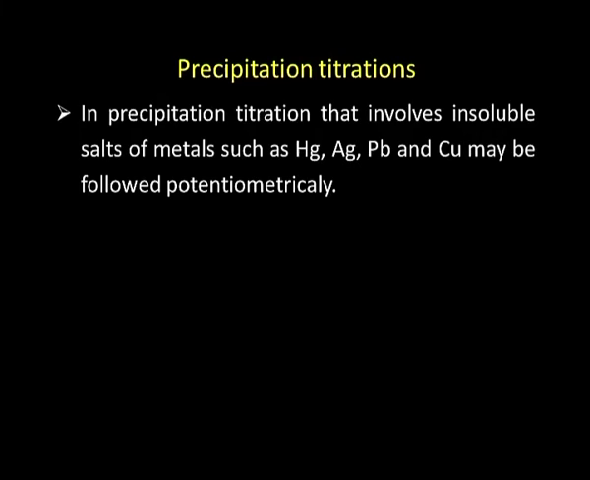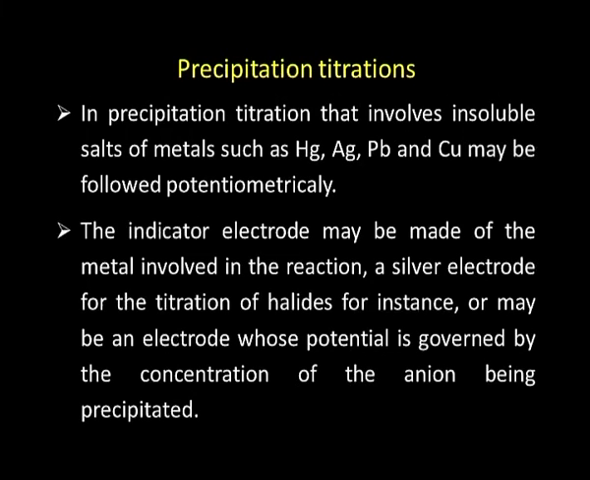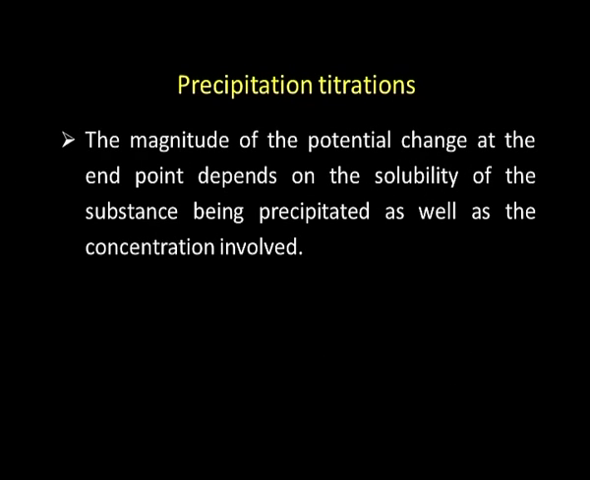Then comes precipitation titration. In precipitation titration, insoluble salts of metals such as mercury, silver, lead and copper may be followed potentiometrically. The indicator electrode may be made of the metal involved in the reaction, a silver electrode for the titration of halides for instance, or maybe an electrode whose potential is governed by the concentration of the anion being precipitated. The magnitude of the potential change at the end point depends on the solubility of the substance being precipitated as well as the concentration involved.